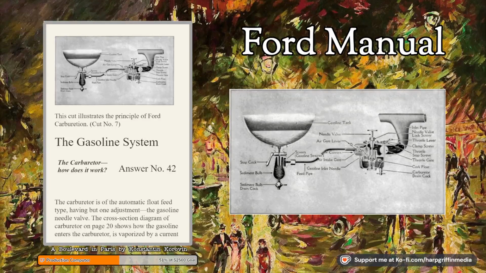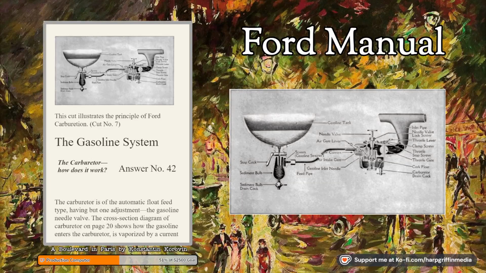This cut illustrates the principle of forward carburation. Cut number 7. The gasoline system. Answer number 42. The carburetor. How does it work? The carburetor is of the automatic float feed type, having but one adjustment, the gasoline needle valve.